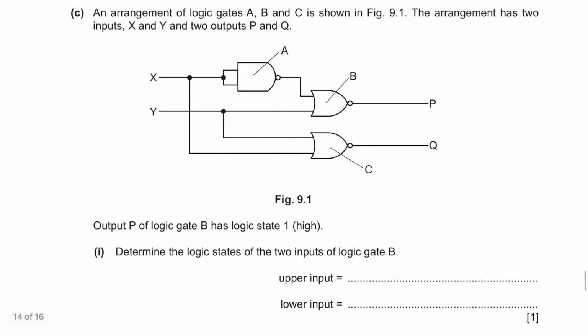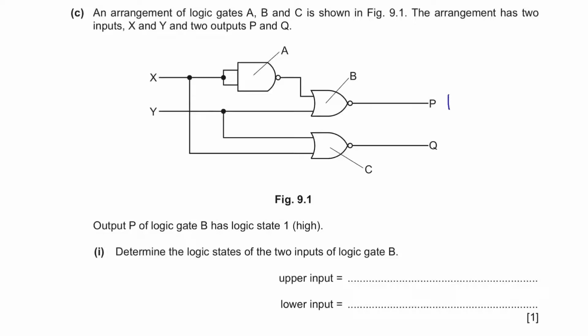Part C. An arrangement of logic gates A, B, and C is shown in figure 9.1. The arrangement has two inputs, X and Y, and two outputs, P and Q. Output P of logic gate B has logic state 1, high. Determine the logic states of the two inputs of logic gate B.